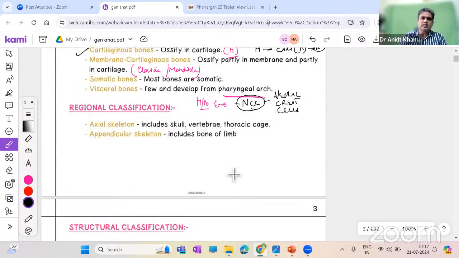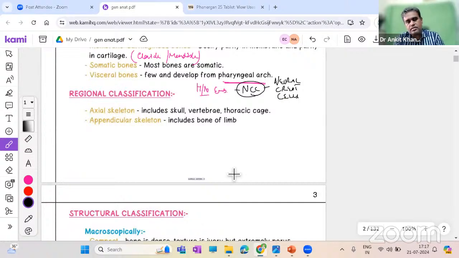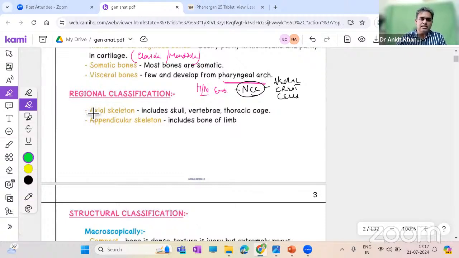Then regional classification. Again, quite simple: axial skeleton and appendicular skeleton. Easy to understand. Axial skeleton forms the axis of the body, the center axis. What is the center axis? You have the trunk and the head and neck. So trunk and head and neck, this part is the axial skeleton. Appendicular skeleton is the 4 appendages in a normal human body, the 2 upper limbs and 2 lower limbs. That is appendicular skeleton.